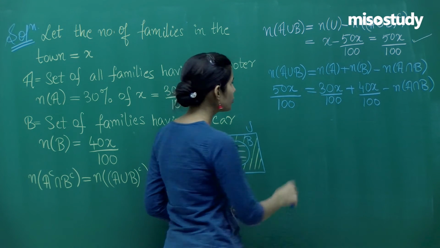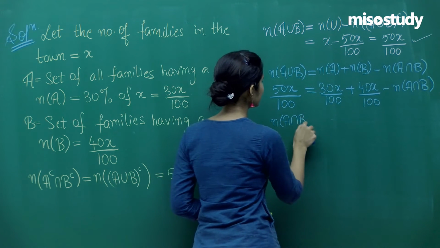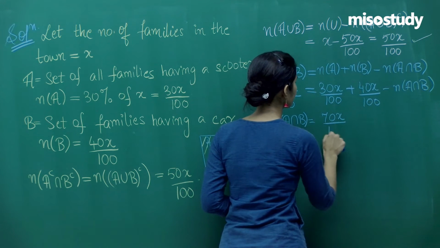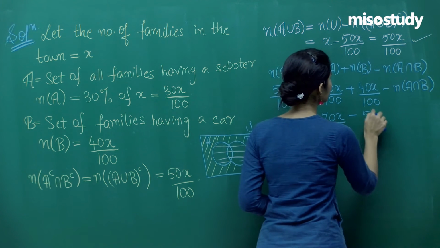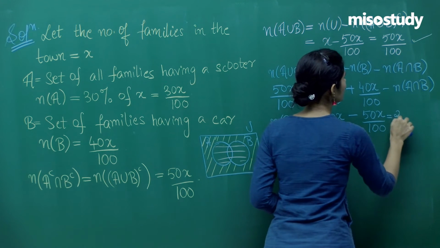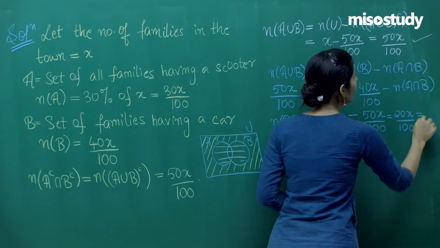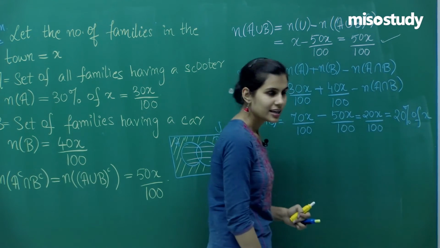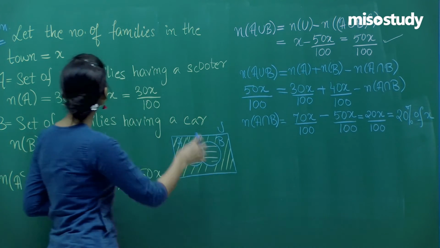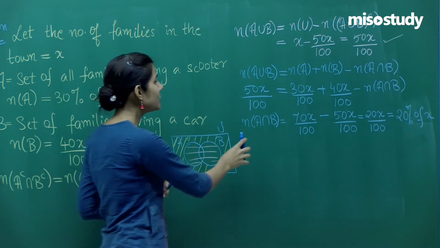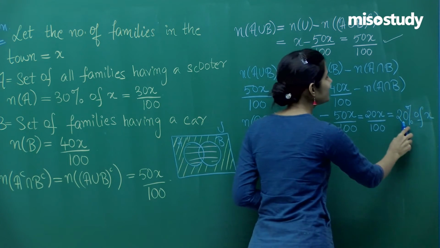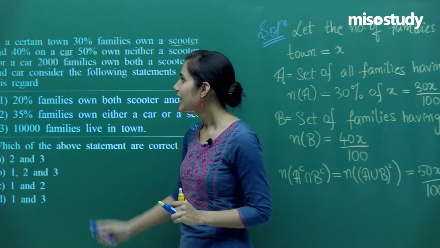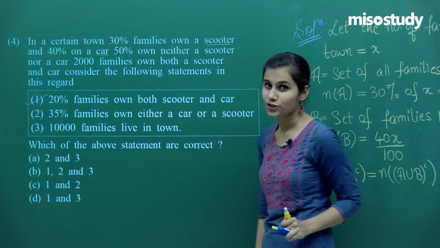So in order to know this, what do we do? The number of members in A intersection B is 40 plus 30, which is 70x upon 100, minus 50x upon 100, which is 20x upon 100, which is nothing but 20% of x. But what was x? X is the total number of families, and therefore the number of members in A intersection B is coming out to be 20% of the total number of families. Well, that matches with point number 1, and therefore definitely 1 is a correct option.